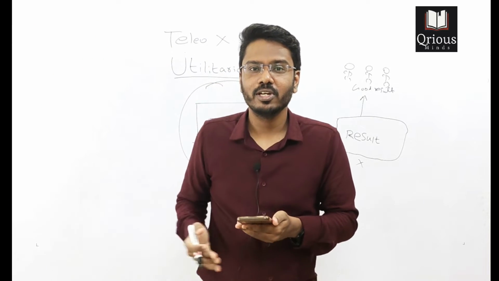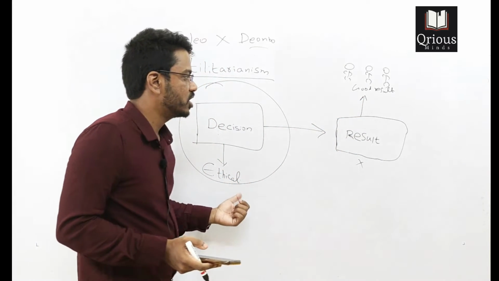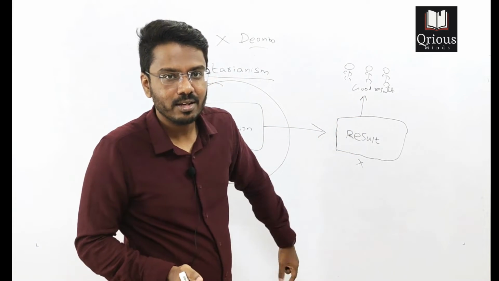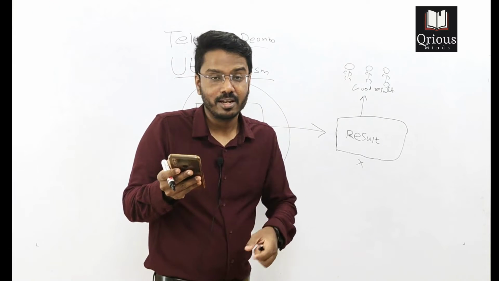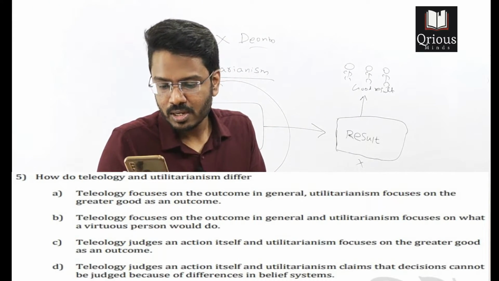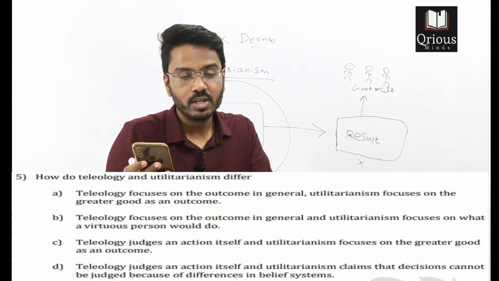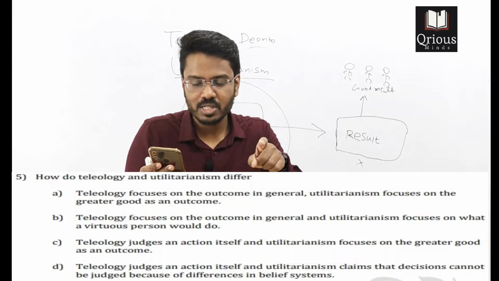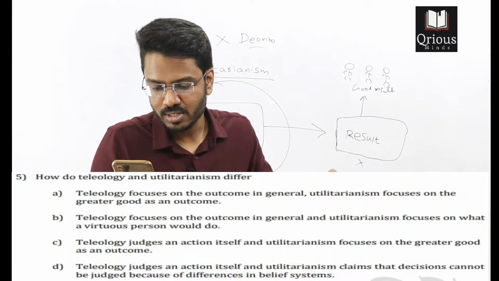Utilitarianism, greatest good for the greatest number of people, and teleology, if it brings in good result, then the decision is ethical. If it results in bad result, then the decision is unethical. As simple as that. Now let's get into the options. Option A, teleology focuses on the outcome in general, utilitarianism focuses on the greater good as an outcome. Option A seems to be the right answer. Now wait, let's see the other 3 options as well.